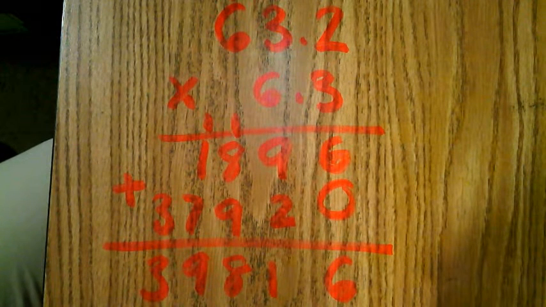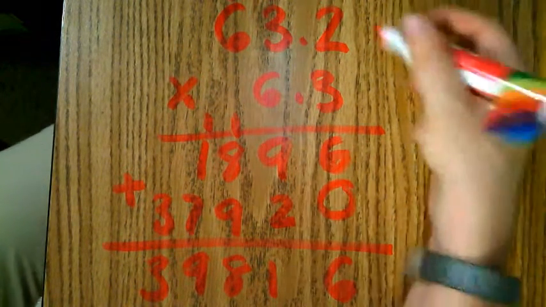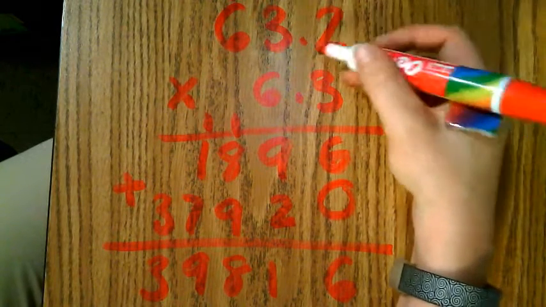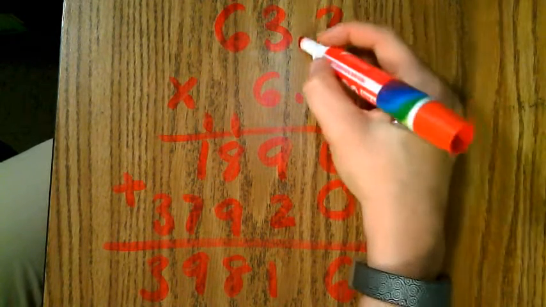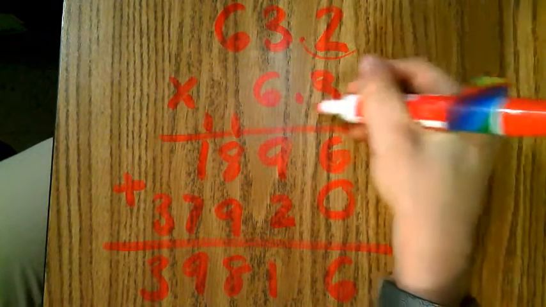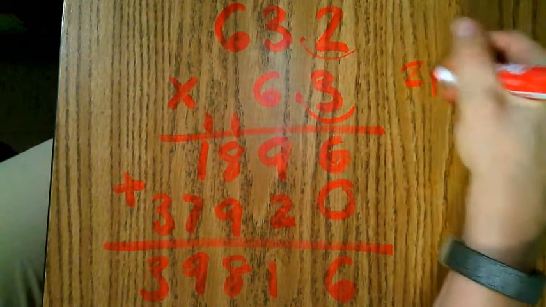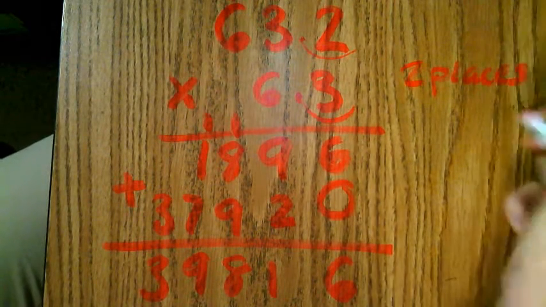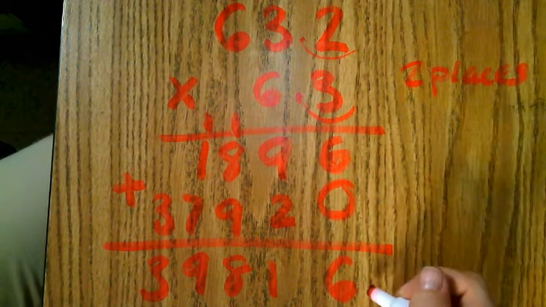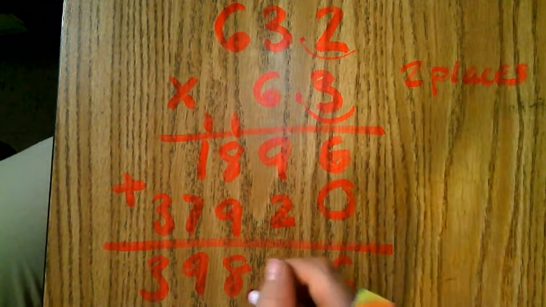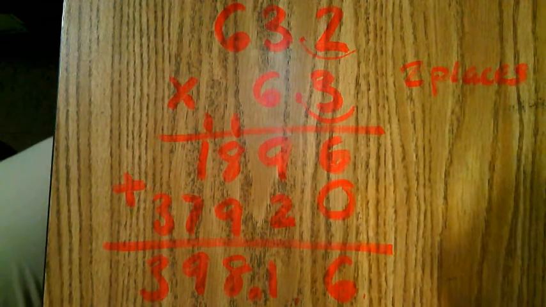Now, the hardest part when multiplying decimals is knowing where to put the decimal in our answer. To figure that out, we go back up to the numbers we multiplied, to our factors. We look at how many places are behind the decimal. There's one place here, and there's one place here, for a total of 2 places. So this is how many places we have to go in our answer. So starting on the right, we jump 1, 2, and that's where the decimal goes.